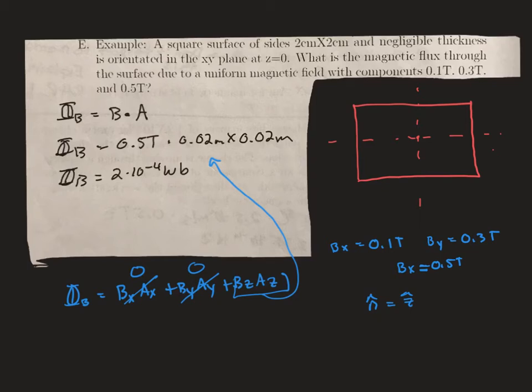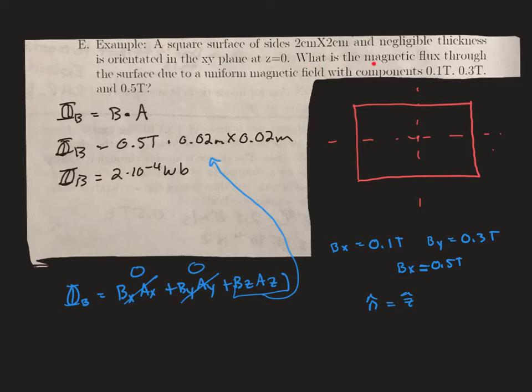Alright, so in this example problem we're going to explore magnetic flux. So we have a square surface of side 2 centimeters by 2 centimeters. I've drawn that here, and it's oriented in the xy plane. This is y, this is x. And our origin is at z equals 0, so we're literally in the xy plane.